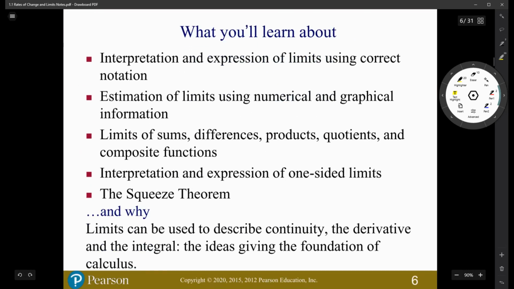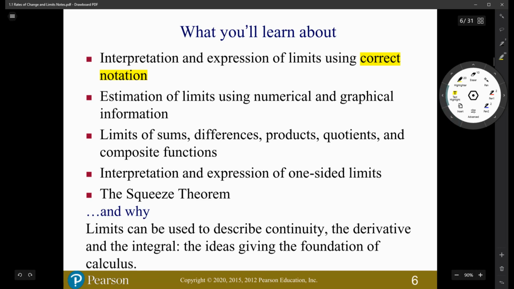So here's what we're going to talk about in this video. We have interpretation and expression of limits using correct notation. I'm going to emphasize correct notation because that's not only important to me, it's important to the AP Calculus test and all of your future professors.